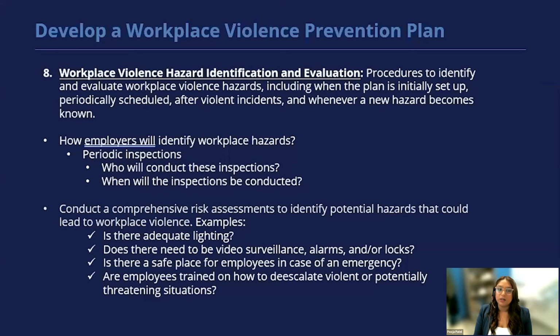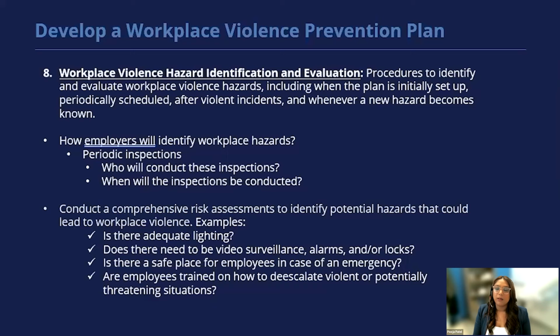Things you may want to consider: is there adequate lighting? Do your employees need to take out the trash at the end of their shift, and is the alleyway really dark? That may be something you need to consider. Maybe you want to implement a buddy system so employees aren't going out by themselves. Is there video surveillance? Are there alarms? Are there locks? Where can employees go in the case of an emergency? And are employees trained on how to de-escalate violent or potentially threatening situations?